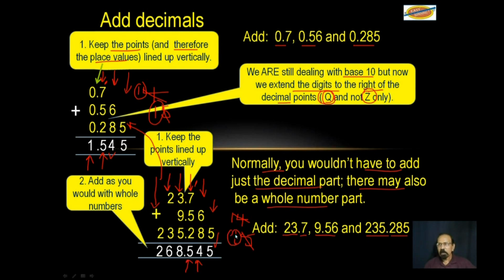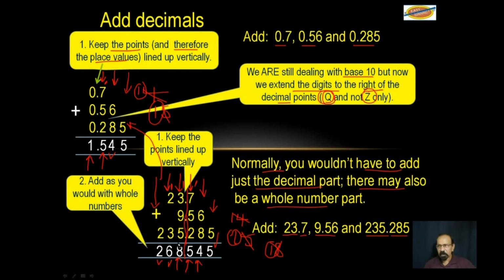This 1 goes in this column where that 3 is. So 3 and 1, 4 and 9, 13 and 5, 18. We cross out that 8 and put it there. Remember to bring down the decimal point. This one goes above that column there with the 2, 2 and 1, 3, and 3, 6, and then we get 2.